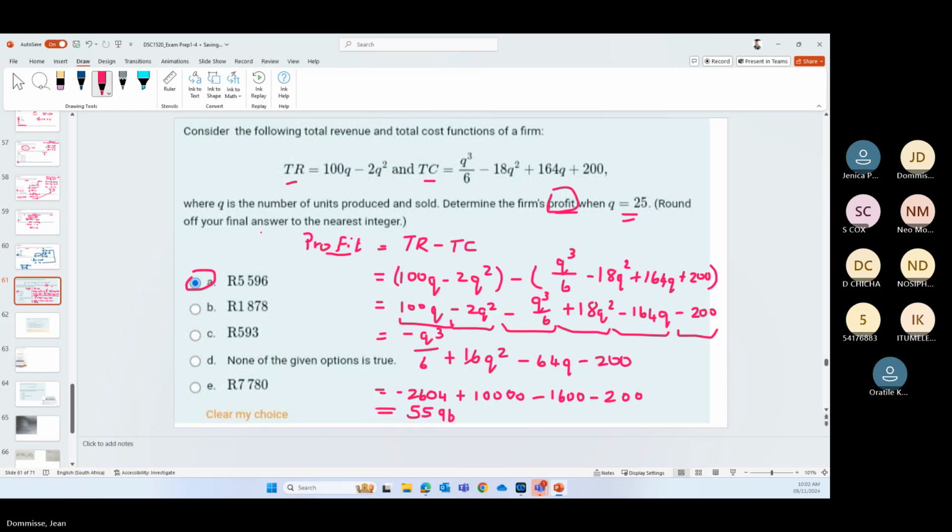Again, if one looks at this, if a sign is different, you get a different answer. This one was just that you needed to know, when they ask you to work out profit, what that means. Profit is total revenue minus total cost. And unfortunately, this is a long question, so there isn't a shortcut for this.